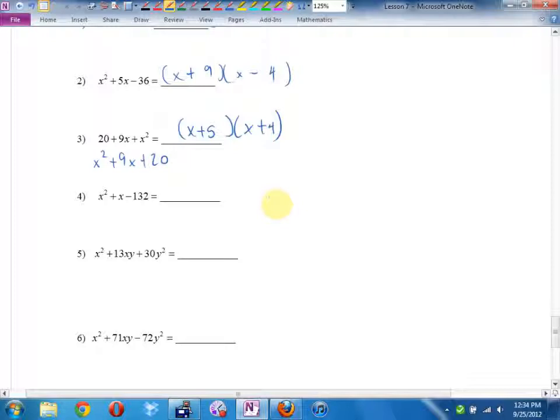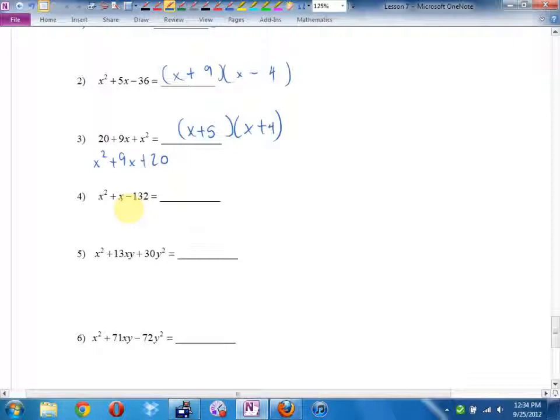Now, how many of you know your 132 times table? Not too many of you. I'm going to give you a hint. We're looking for two numbers that multiply to negative 132 and add to positive 1. What this really means is they're going to be 1 apart from each other: 11 and 12. Now, you would guess on your calculator: I would try dividing by 9. No. I would try dividing by 10. No. I would try dividing by 11. Aha!